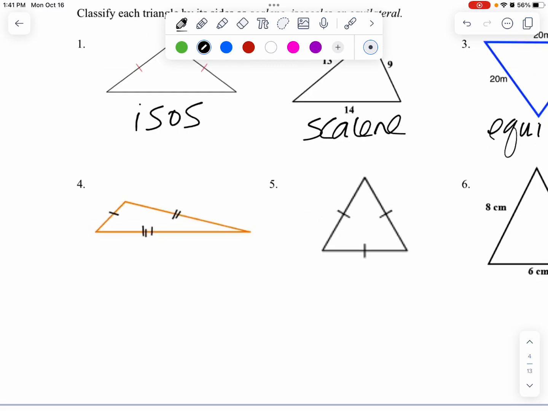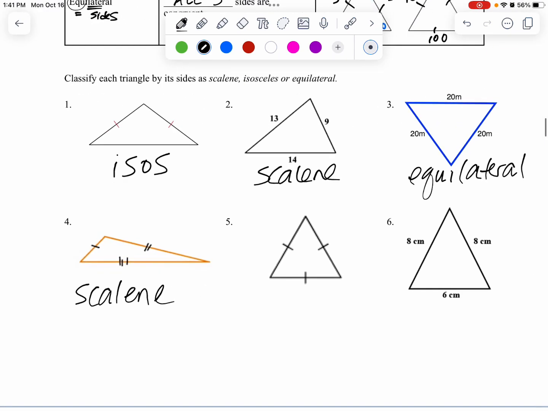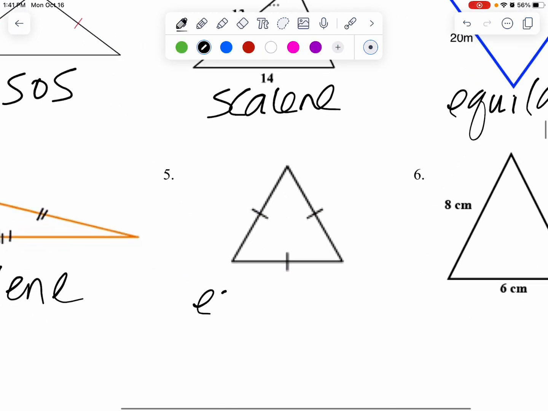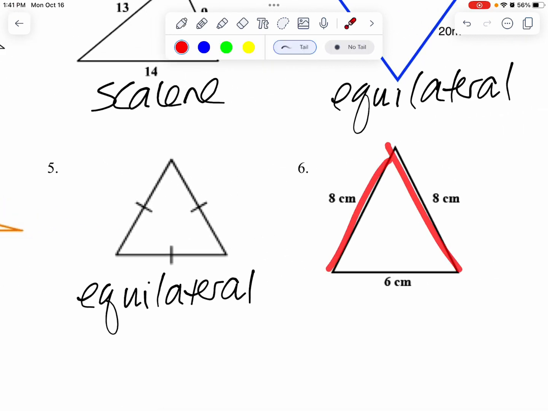Okay, cool. Yes, we will write this on a note card, you guys. But maybe you got the hang of it already. Okay, when all the sides are equal, this is equal, this is equal, this is equal, because of the single tick mark on all of them. It's called equilateral. Great. And I have an 8 and an 8 and a 6.